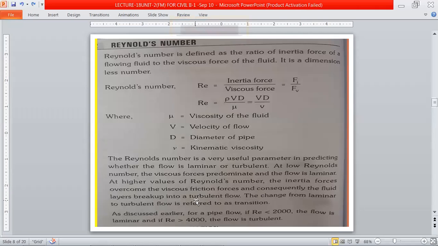When the Reynolds number is high, the inertia forces overcome the viscous forces and consequently the layers break, thereby you get turbulent flow. The change from laminar to turbulent flow is referred to as transition. As discussed earlier, for pipe flow, when the Reynolds number is less than 2000, the flow is laminar. When the Re value is greater than 4000, the flow is turbulent. According to the table, there is no confusion: less than 2000 we call laminar flow, and more than 4000 we call turbulent flow.